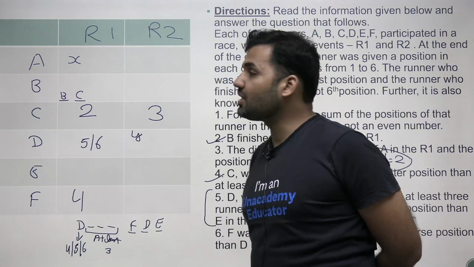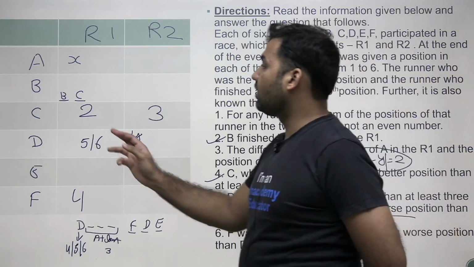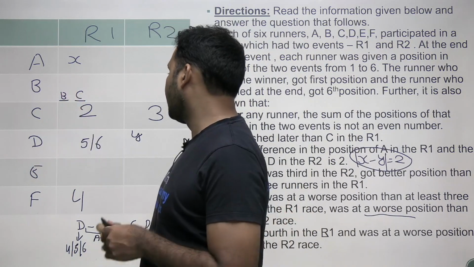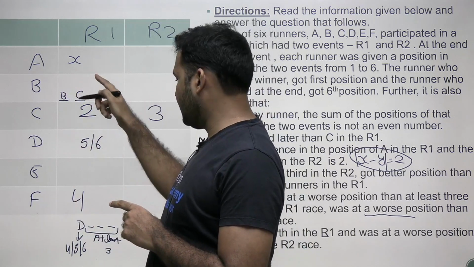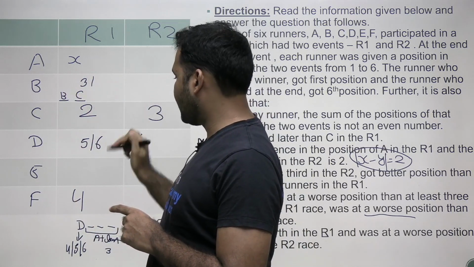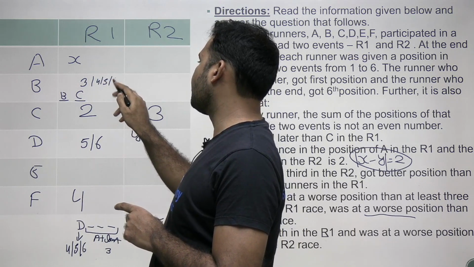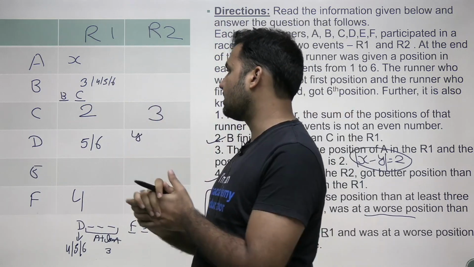Now one piece of information that we are yet to use is this one. You can also see that B is finishing after C. The possible options for the B rank would be 3, 4, 5, 6. These are the possible options for B because B is finishing the race after C.